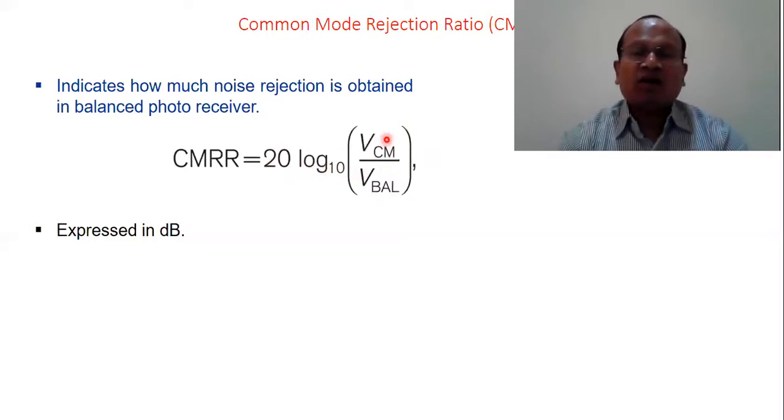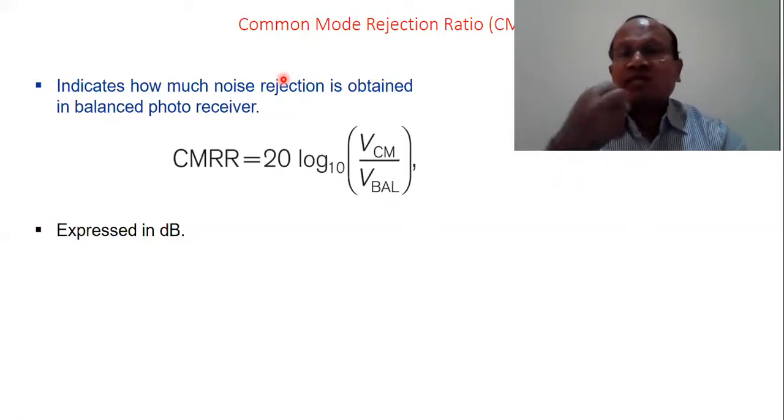It is 20 log to the base 10 of VCM divided by V balanced. The base is 10 because dB is the term. There is a natural logarithm also, but this is the base 10 logarithm. So it indicates how much noise rejection there is. That's very important. What is the role of CMRR in an optical detector? It shows how much noise is suppressed, how much noise is rejected.